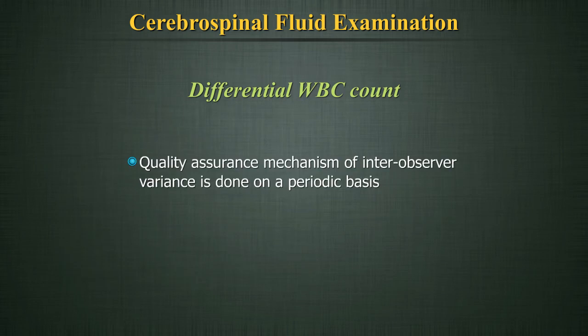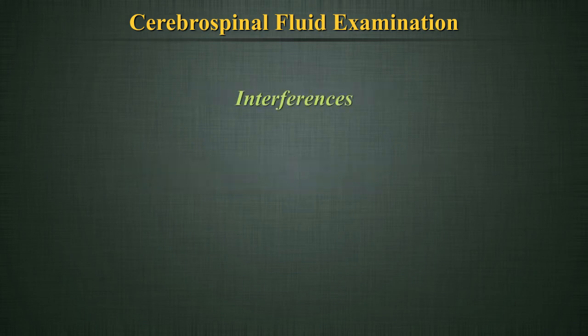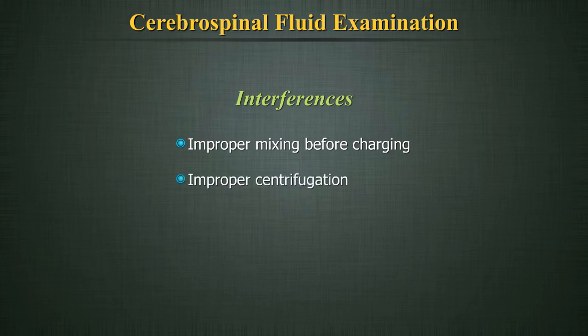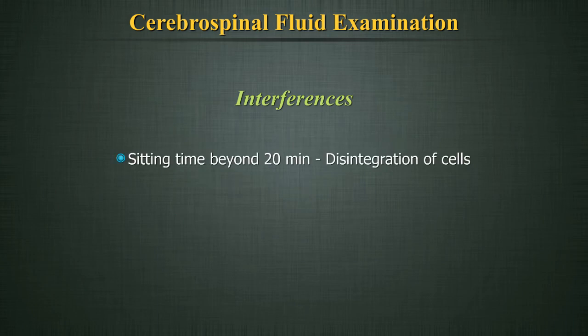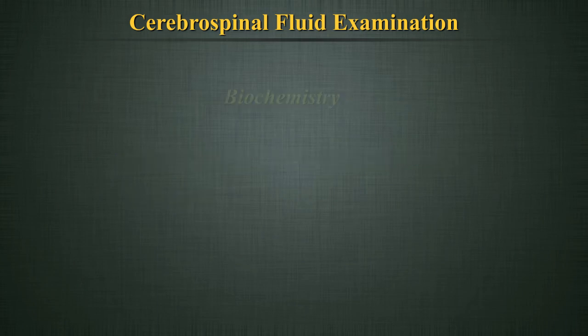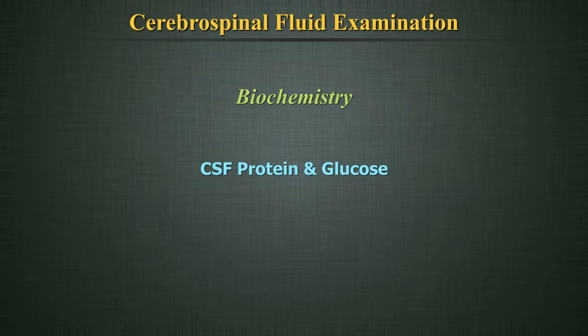A quality assurance mechanism of inter-observer variance, that is, testing by at least 2 people and analyzing each report, should be done on a periodic basis. Interferences: improper mixing before charging, improper centrifugation, air bubbles, sitting time beyond 20 minutes will result in disintegration of cells. Stain debris. Biochemistry. CSF glucose and protein are measured in the same way as done in serum samples.